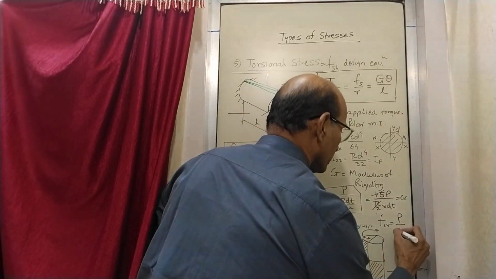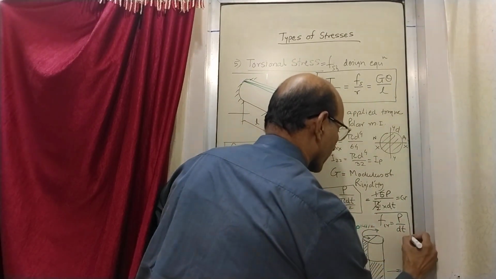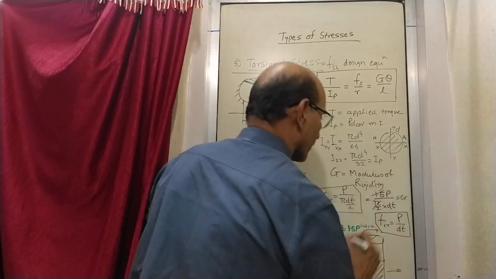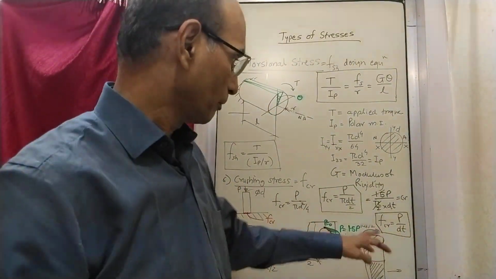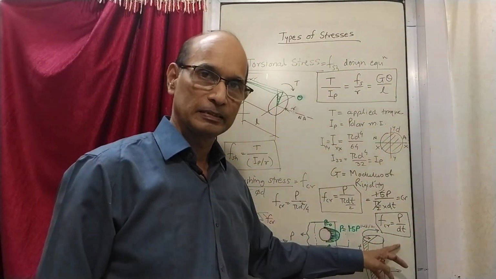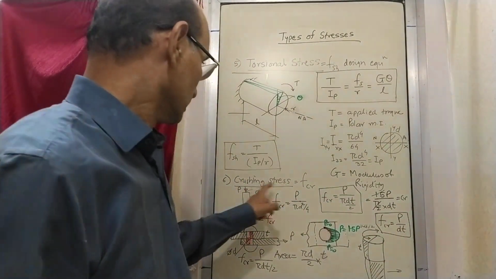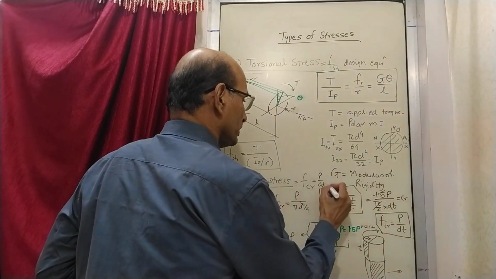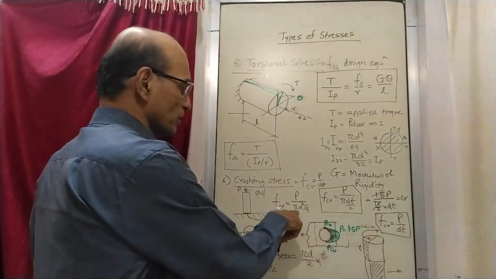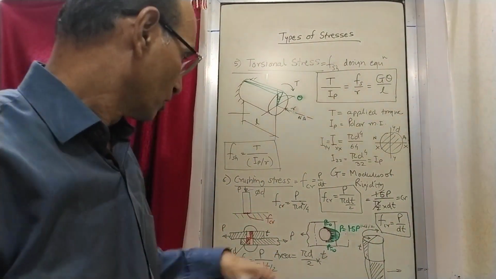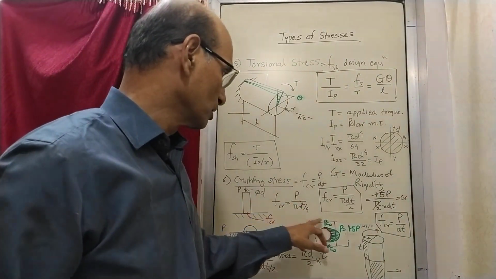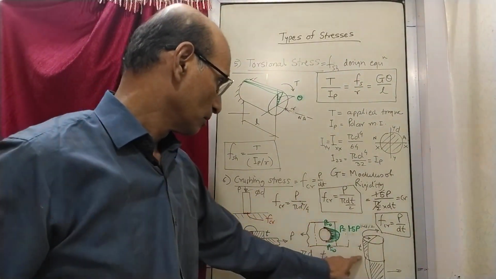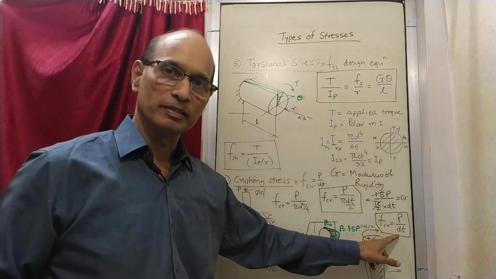So the final formula for crushing stress is P upon dt. Crushing stress is P upon dt in this situation. For this situation, the crushing stress formula is this.